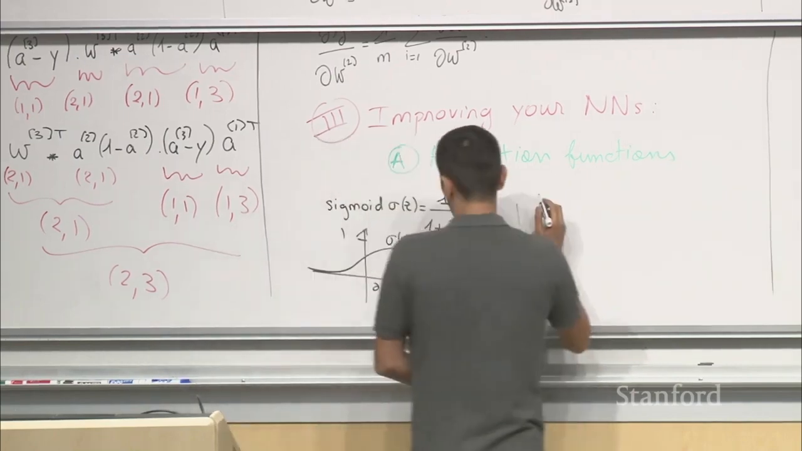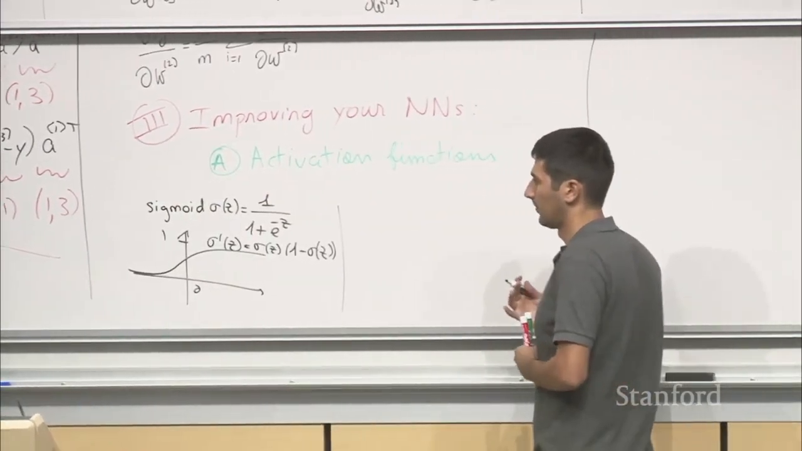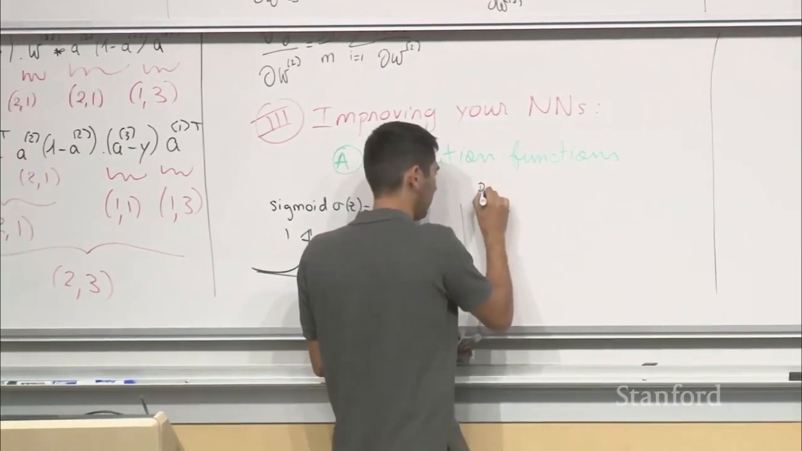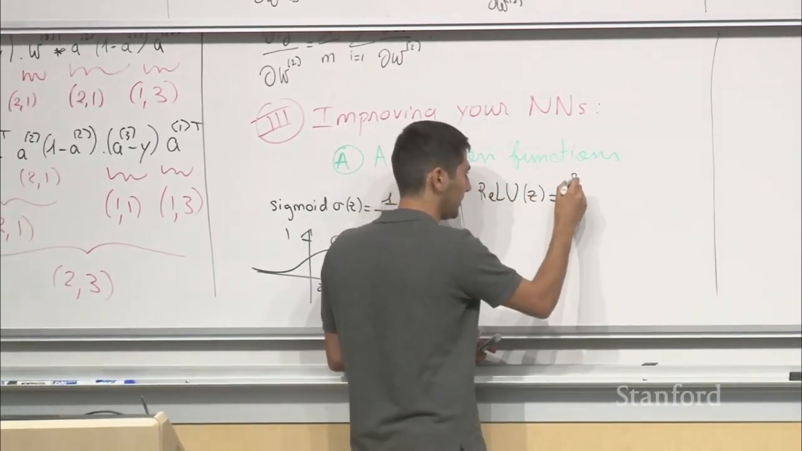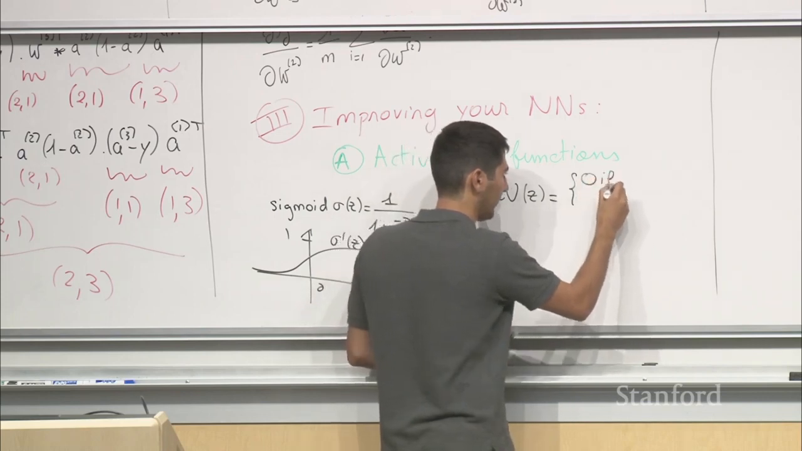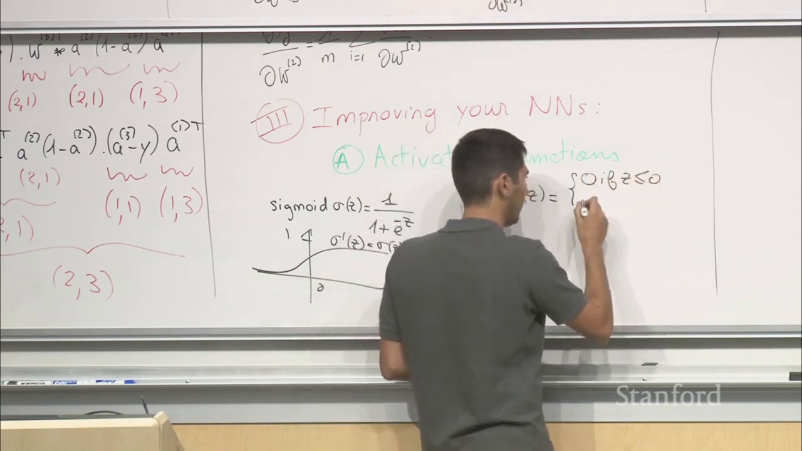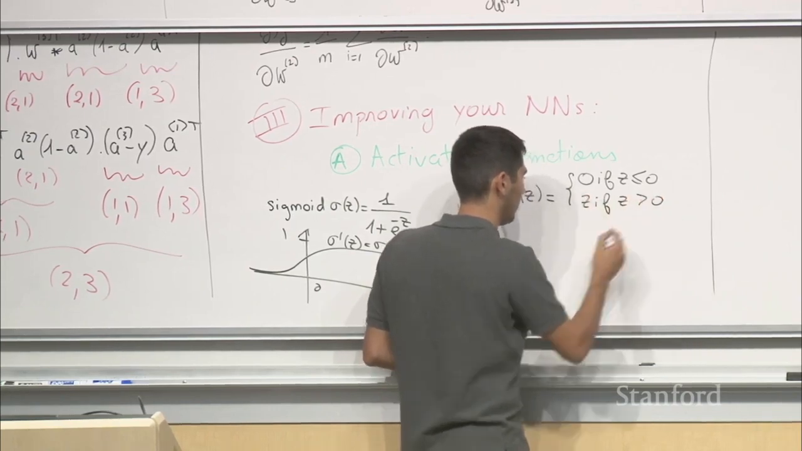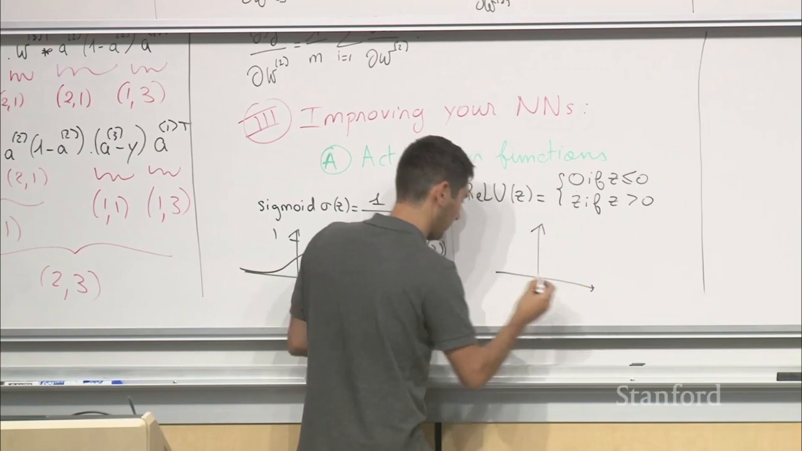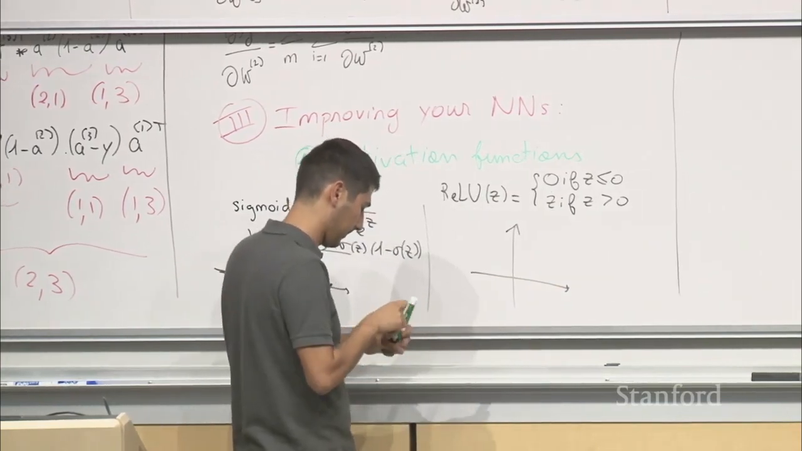Okay. Another very common activation function is ReLU. We talked quickly about it last time. ReLU of z is equal to 0 if z is less than 0, and z if z is positive. So the graph of ReLU looks like something like this.